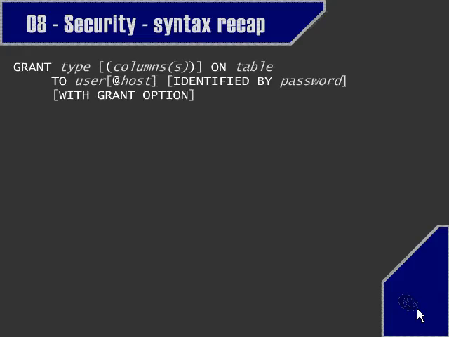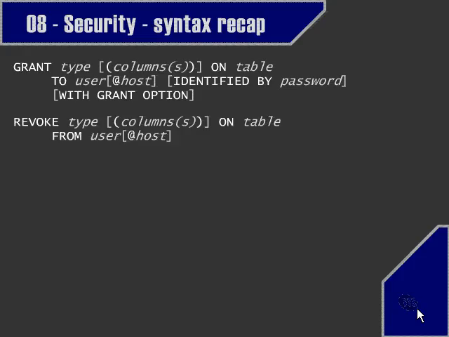We specify with grant option to give the user the ability to pass on those privileges that we've just passed to them, to other users. The revoke statement works in a very similar way. We revoke the specific privileges from the specific tables, and instead of saying to, we say from the user at the host name.